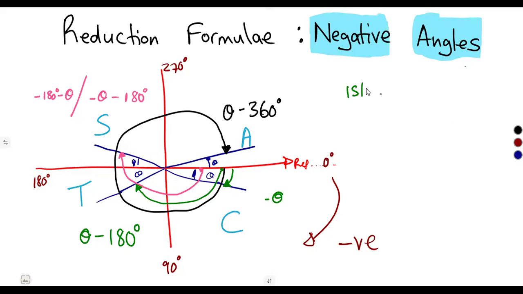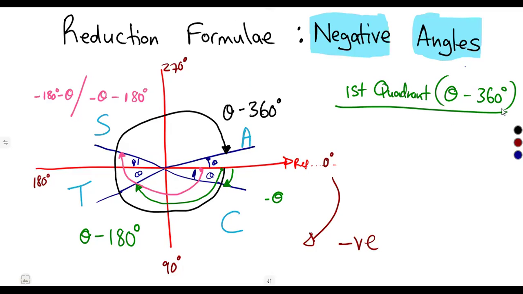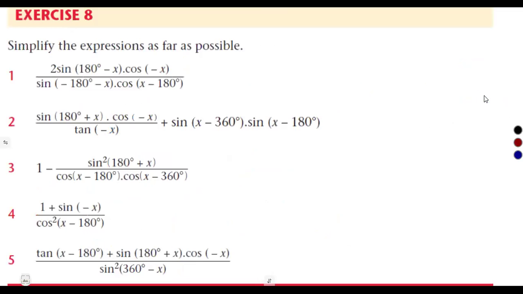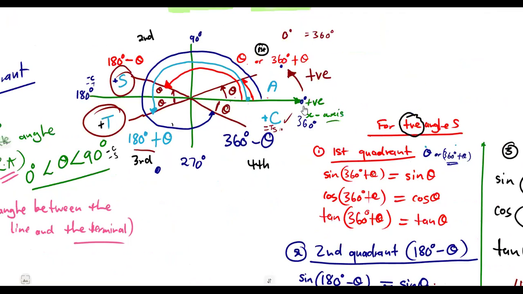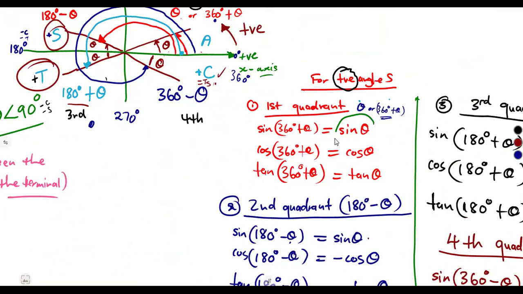So let's list our reduction formula, all right? In the first quadrant this time, as negative angles, our angle is going to be theta minus 360. So guys, what am I trying to say? You are going to have the same answers as you wrote before. In the first quadrant, these answers are going to remain as they are because all of them are positive.